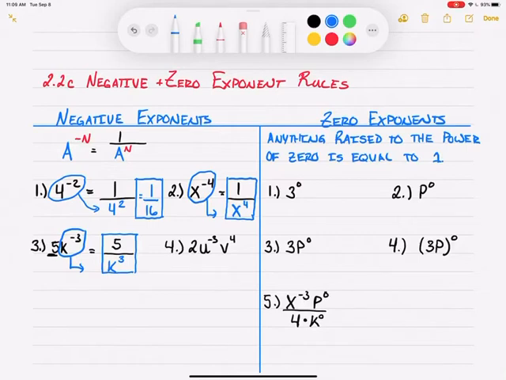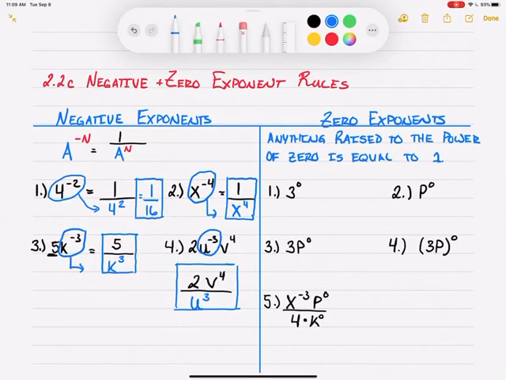In example 4, I have 2 u to the negative third, v to the positive fourth. Now, obviously I'm going to have a fraction because of this u to the negative third. It doesn't affect the 2 or the v to the positive fourth power. So when I draw my fraction line, I know in the numerator I will still have 2 and v to the fourth. In the denominator, I need to make that negative exponent positive, so I bring u to the positive third below. I cannot reduce or simplify, so this is my answer.